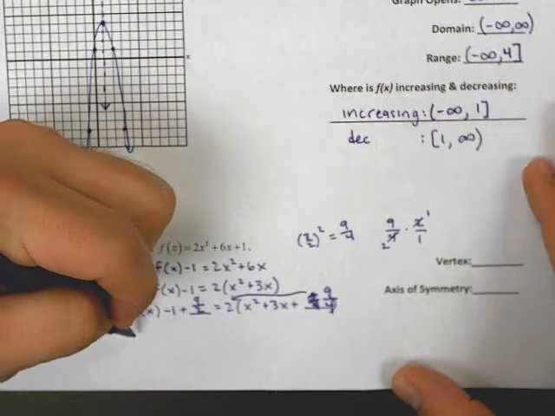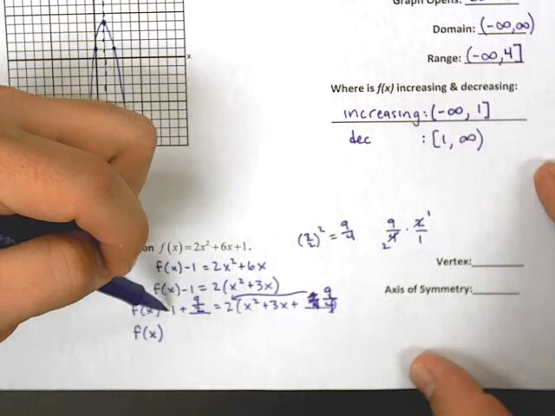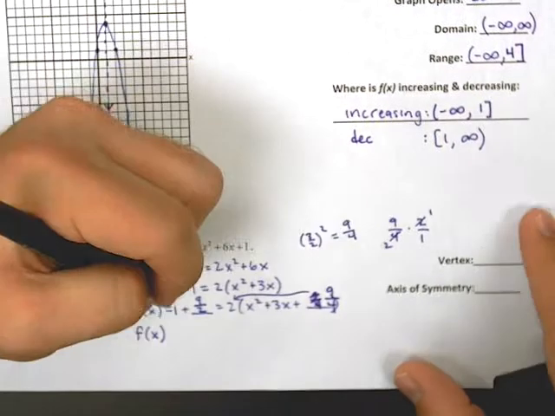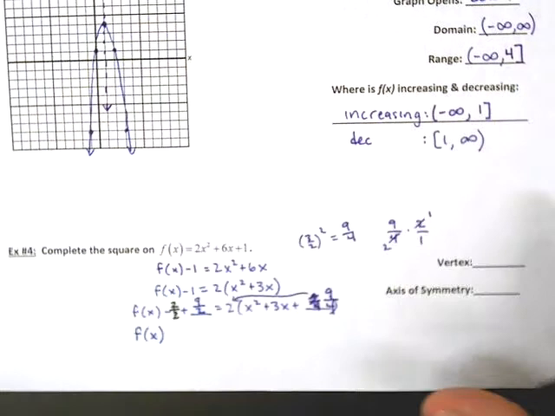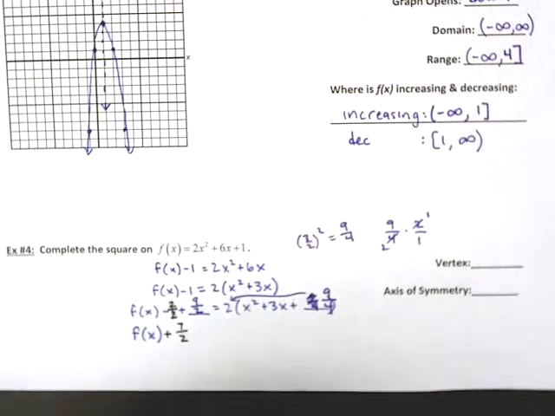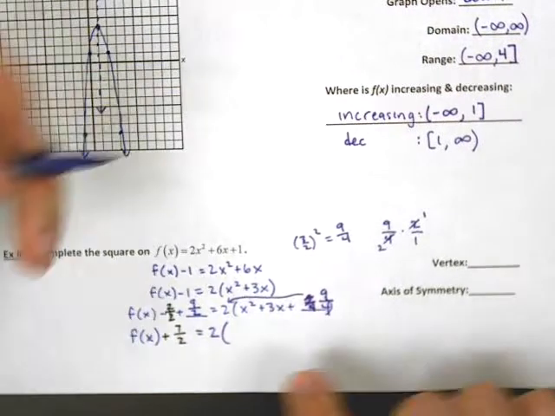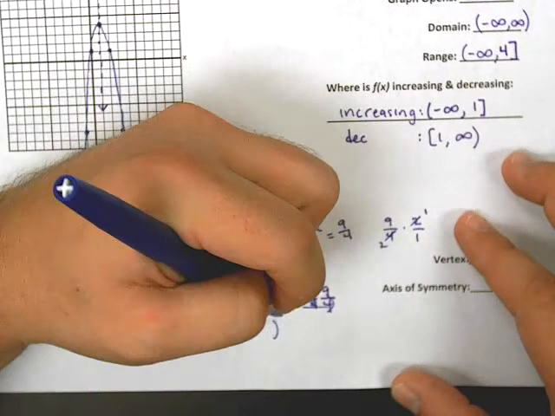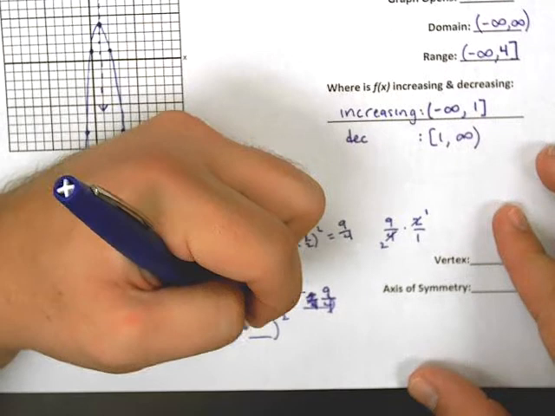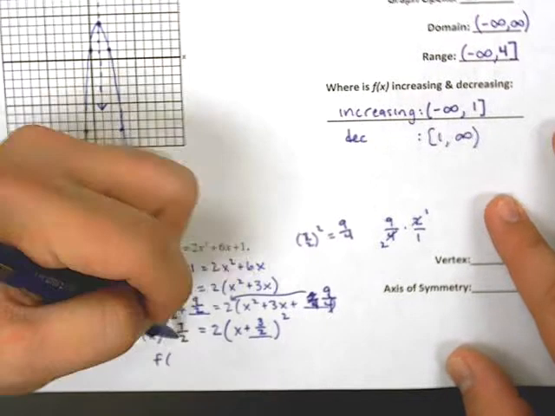So when I clean this up, f of x, well, -1 is like -2/2, right? If I get a common denominator. So I'm going to actually just rewrite this. -2/2 plus 9/2 should be positive 7/2. Now over here, again, remember, you don't have to do extra work. Whatever goes right here is always going to be half of your b here. So this will just be 3/2.